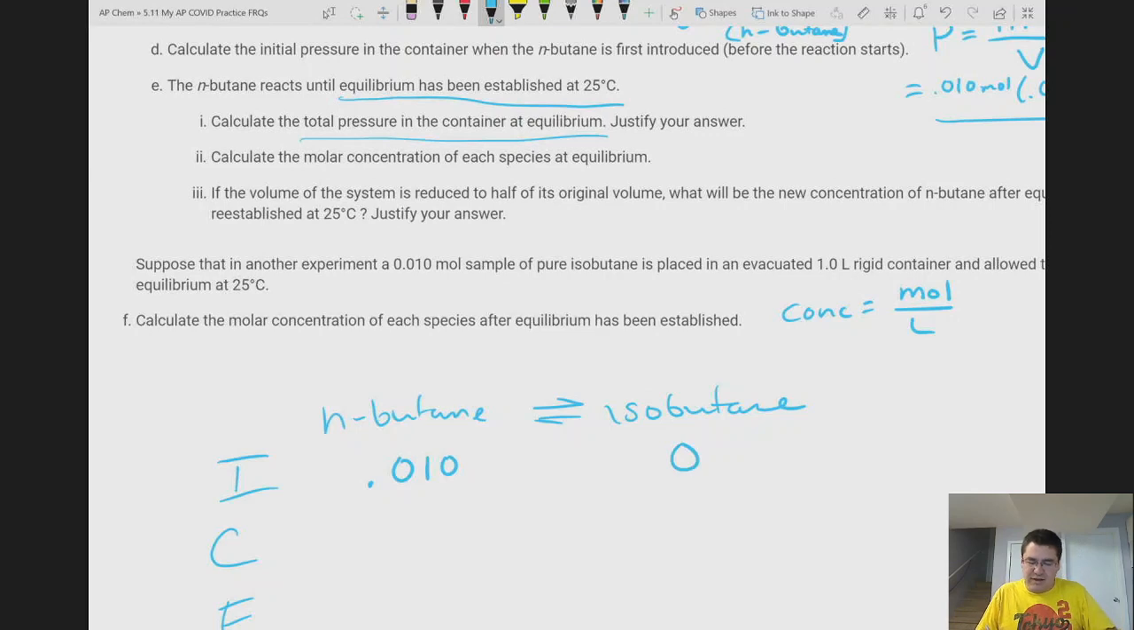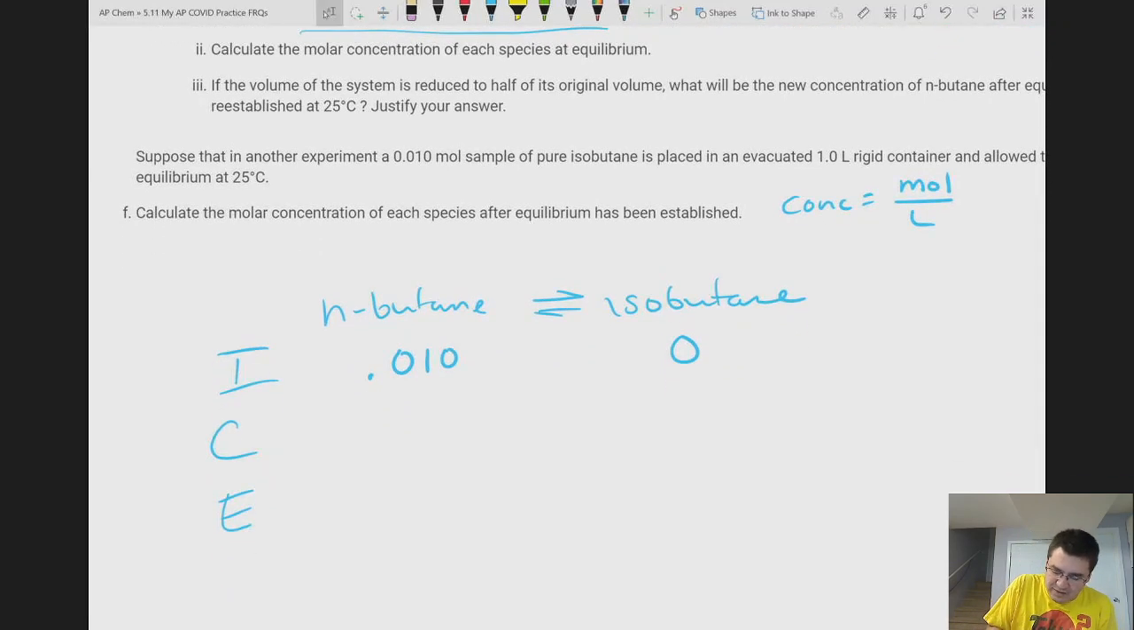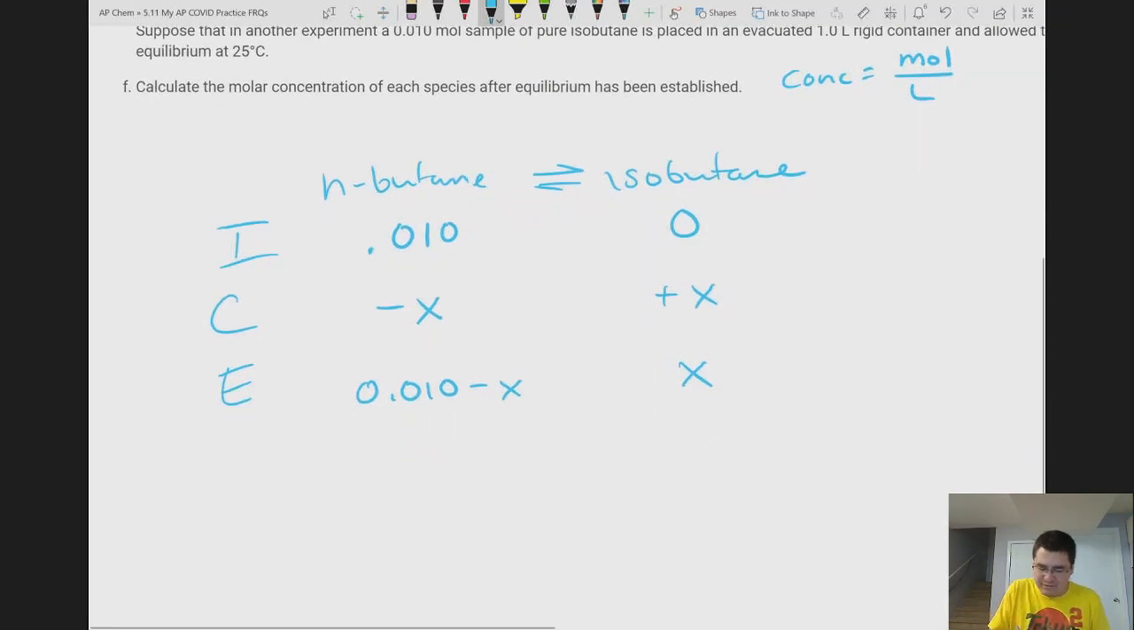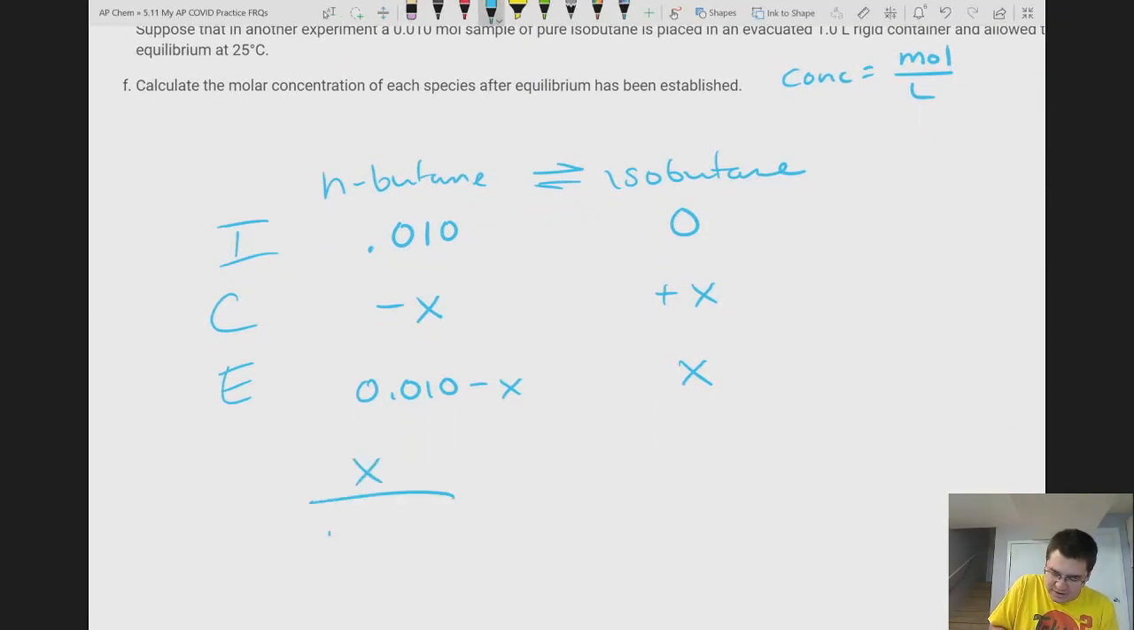And I started with none of this. Okay, I lost x and I gained x. So this is 0.010 minus x, and this is just x. And then I can set it up so I have products over reactants equals, and they said the Kc value was 2.5. So then I solve.